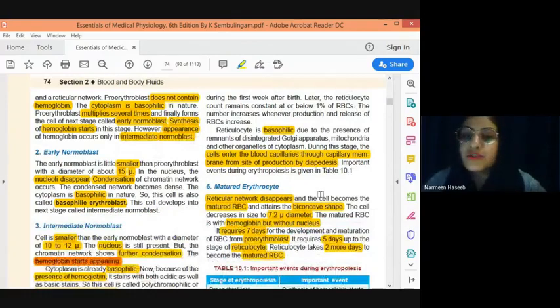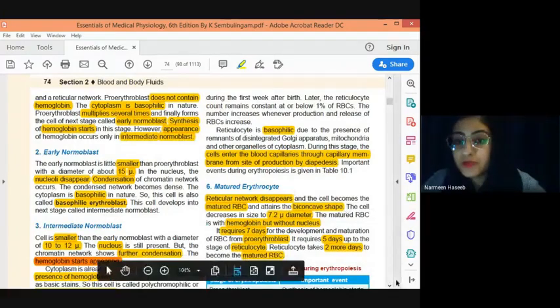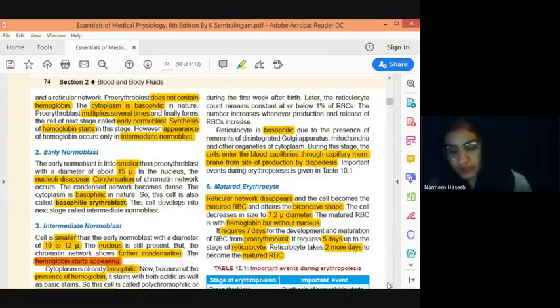Then comes finally the mature erythrocyte, the mature RBC, the RBC you want in your blood to be circulated and to perform the normal functions. Here in the mature erythrocyte, the reticular network disappears, the RBC becomes mature, the hemoglobin is completely present and the nucleus is completely absent. That is what a mature RBC is.